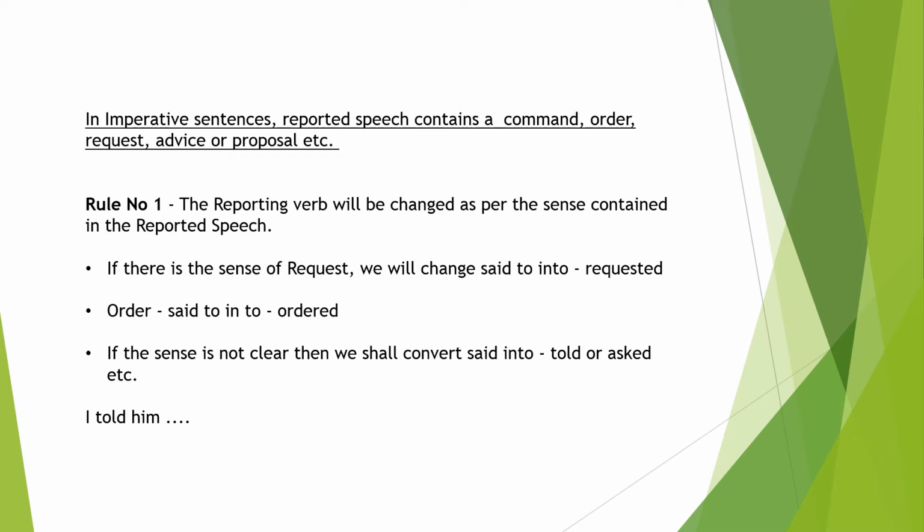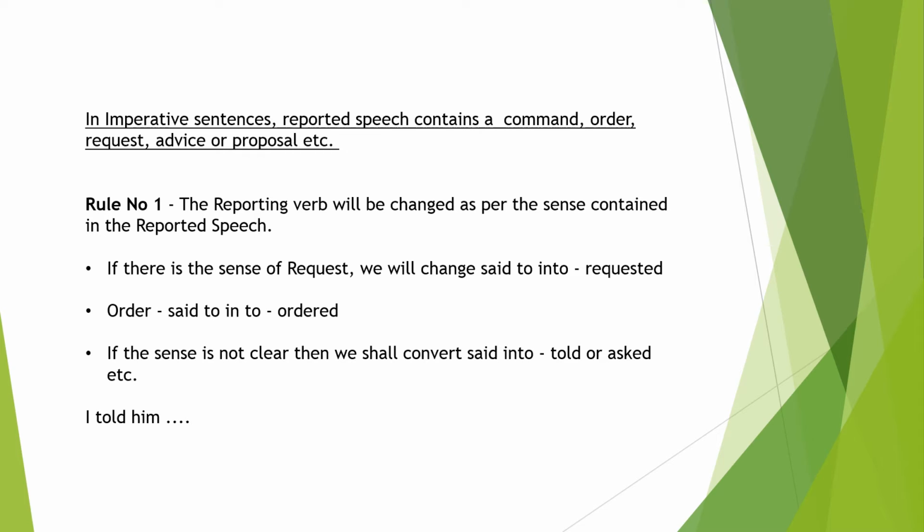Imperative sentences are those sentences that contain a command, order, request, advice, or proposal. So, we are going to do narrations, direct and indirect speech, in imperative sentences. Let's start with the rules. Rule number 1: the reporting verb will be changed as per the sense contained in the reporting speech. It means the reporting verb said will be changed according to the mood of the sentence.